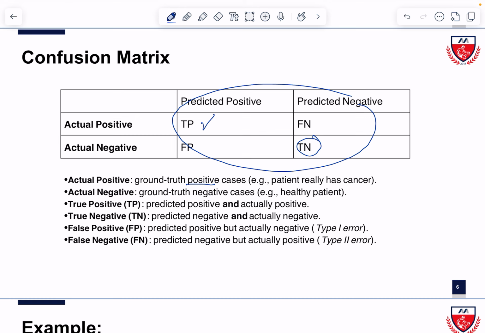A false positive is predicted positive but actually negative. It means it is predicted that he or she has cancer, but actually in reality, he or she does not. Next is predicted negative but actually positive. That is the false negative. So the patient is predicted as healthy, while in reality the patient truly has cancer.